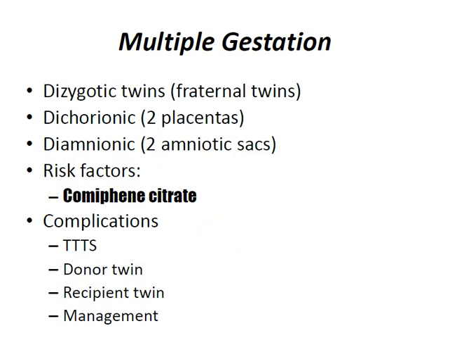multiple gestations. A multiple gestation pregnancy may result from one or more zygotes. You have dizygotic twins, which are fraternal twins that arise from two zygotes and are dichorionic. They are dichorionic, so they have two placentas, and you can also have diamniotic, which is two amniotic sacs.